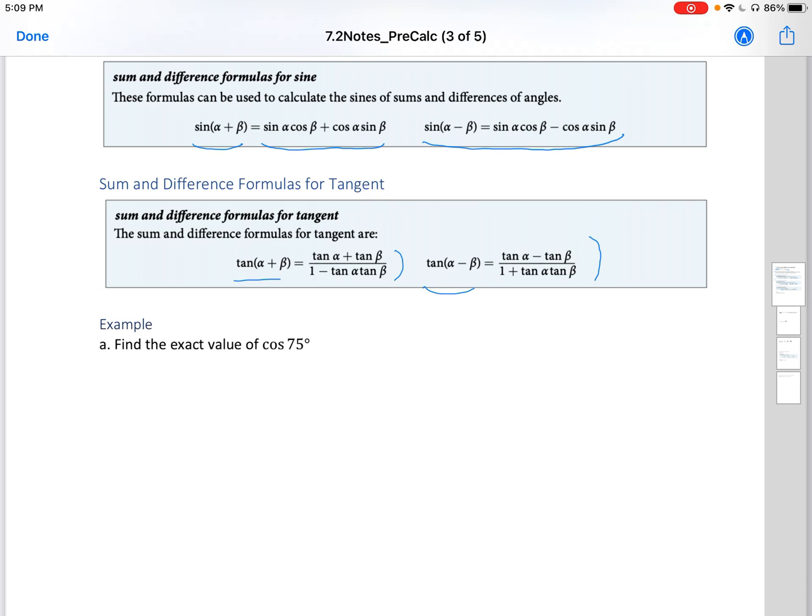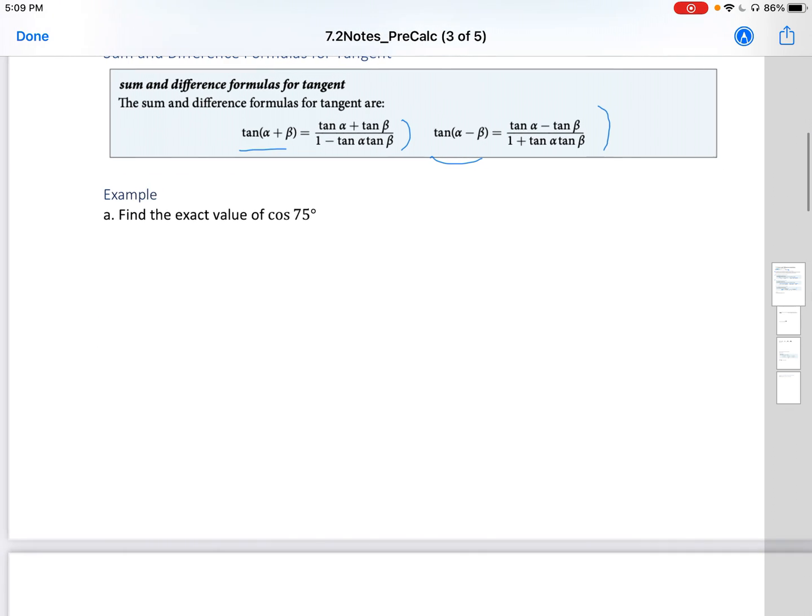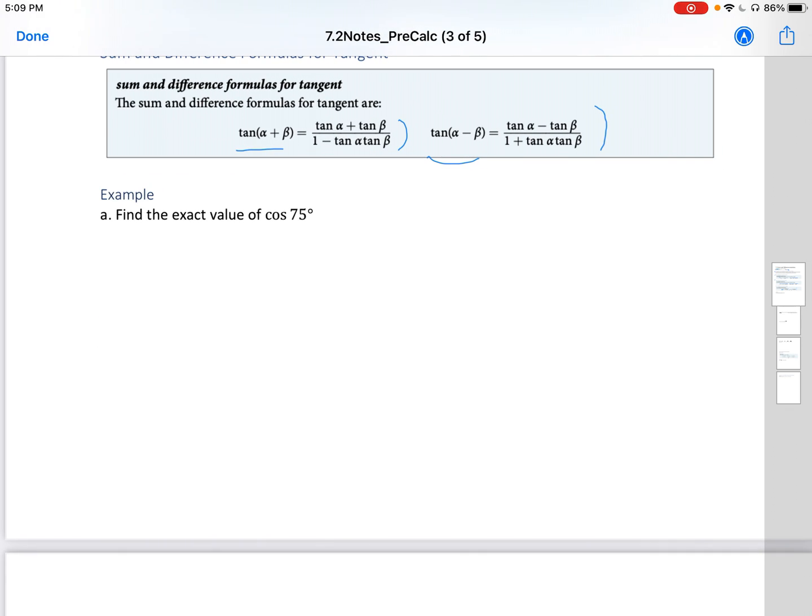Again, we use these to find values of degrees or radians that are not on the unit circle. So let's take a look at this first example. Find the exact value of cosine of 75 degrees. If you look at the unit circle, you don't have 75 degrees, but you can create 75 degrees by adding or subtracting values that give 75.